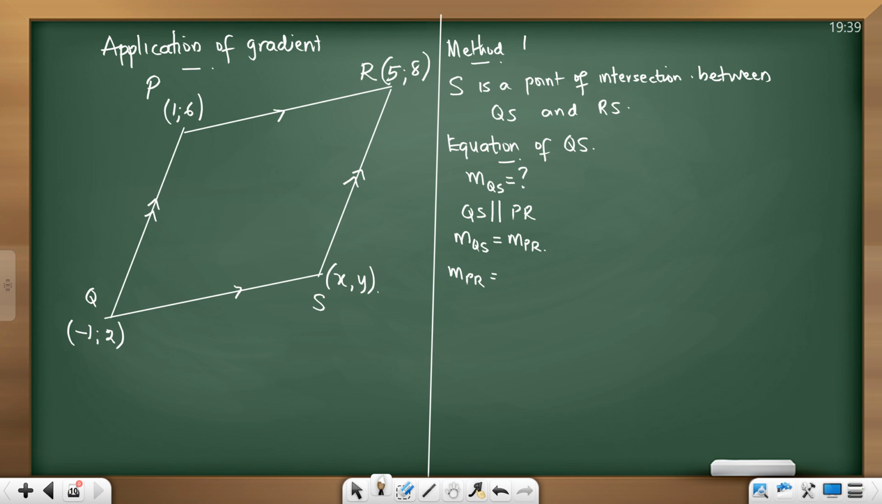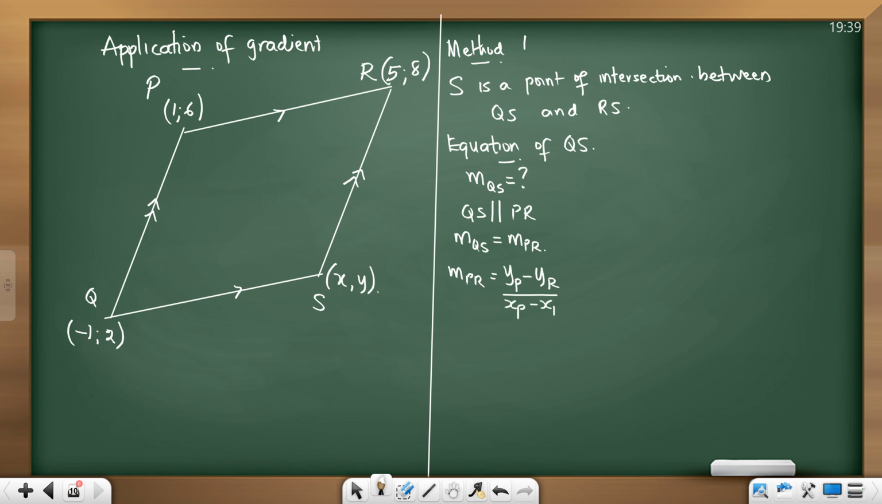Start sharing your answers with me. All right, I am seeing people are getting half, which is correct. 8 minus 6 over 5 minus 1. So it's YP minus YR.